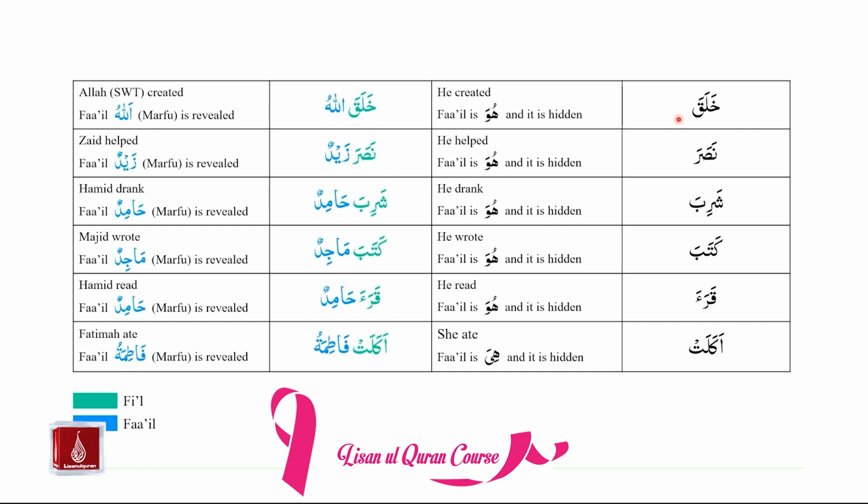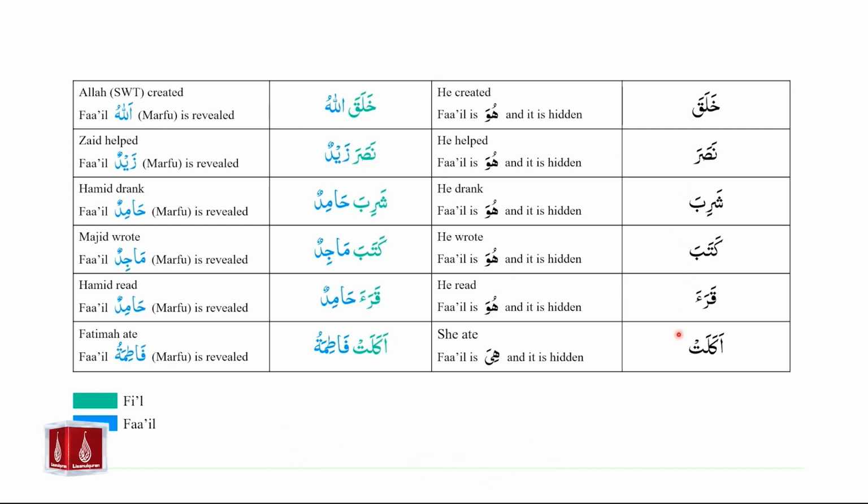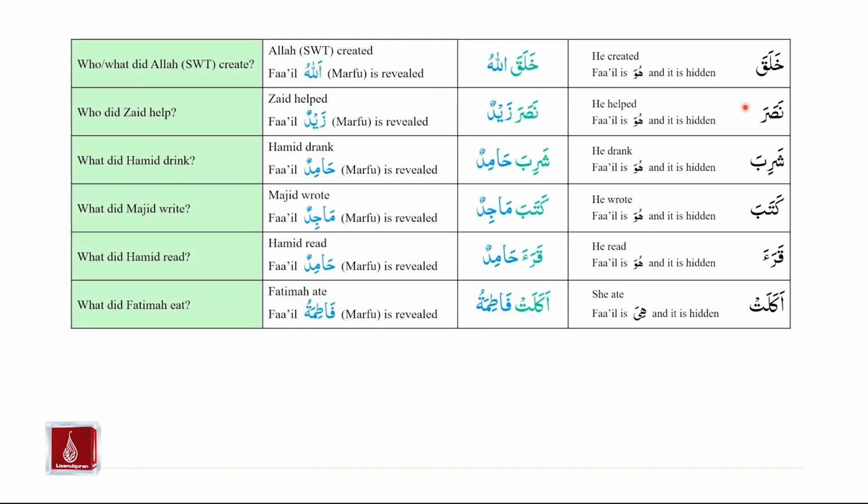Please recall that khalaqa, nasara, shariba, kataba, qara'a, akalat are all examples of Jumlah Fi'liya being used in the past tense. That is why all the translations are in the past tense. For example, he drank, he wrote, he read, she ate. Now let us take our examples one step further. Khalaqa, he created. Khalaqallahu, Allah subhanahu wa ta'ala created. But now the question is, who or what did Allah subhanahu wa ta'ala create?